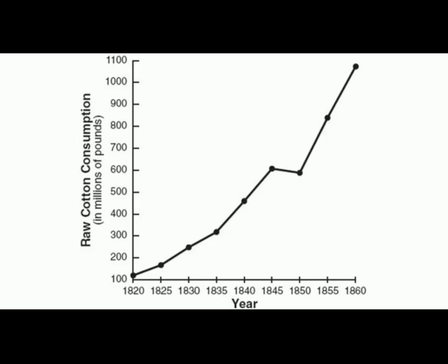So, the mass expansion of cotton. Now, cotton becomes the staple and it massively expands. And if you notice here, it begins to skyrocket, especially 1860, which is the start of the Civil War. So you can see it was a massive expansion compared to 1860, just 40 years earlier in 1820.